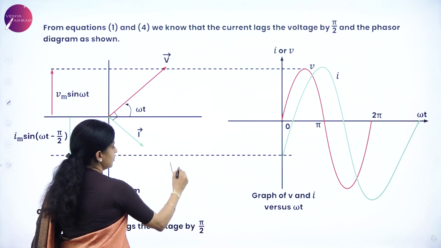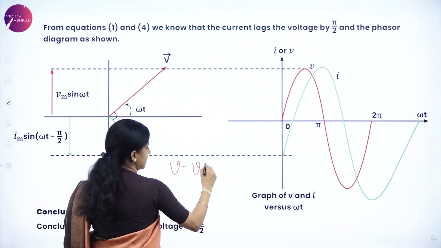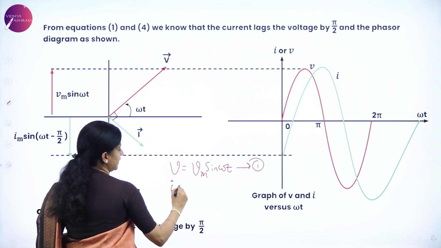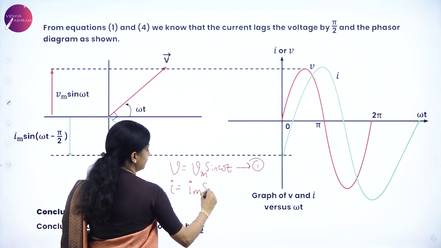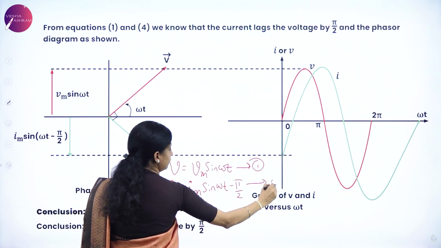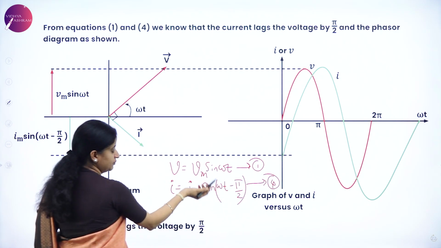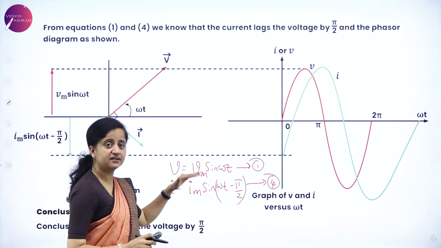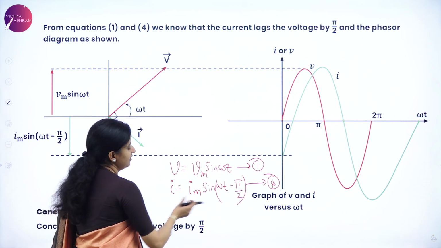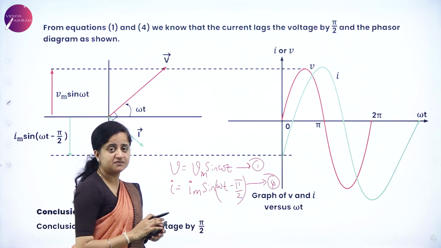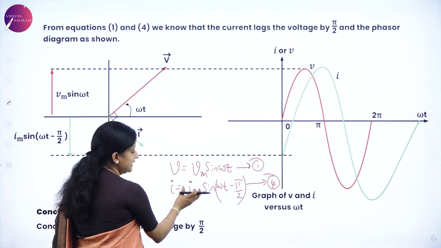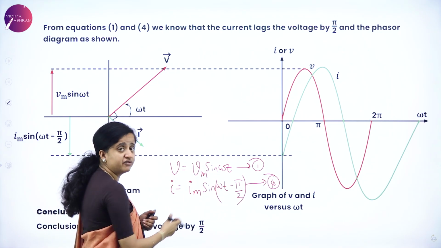Now let us represent this in a phasor diagram. We have an equation for voltage, that is V is equal to Vm sine omega t. That is my first equation. And my fourth equation is for current, that is I is equal to Im sine omega t minus pi by 2. Now observe both. They are not the same in phase, but they have a phase difference of pi by 2, which means a 90 degree phase difference in current. So the current is lagging the voltage by an amount of 90 degree.